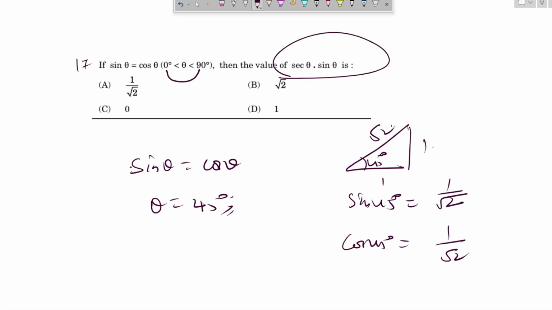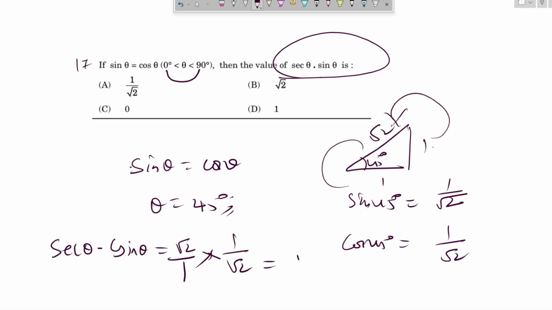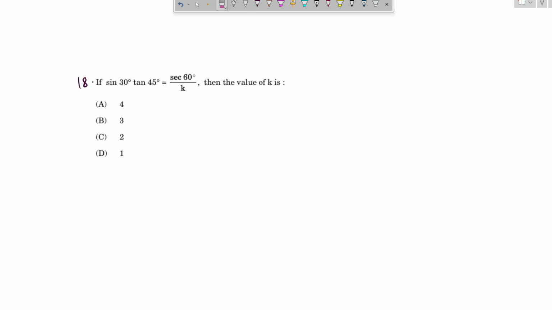Now after finding out the theta, find out the secant theta into sin theta value. So secant theta is reciprocal of cos, that is root 2 by 1, and sin theta is 1 by root 2, which is equal to 1, is your option D.